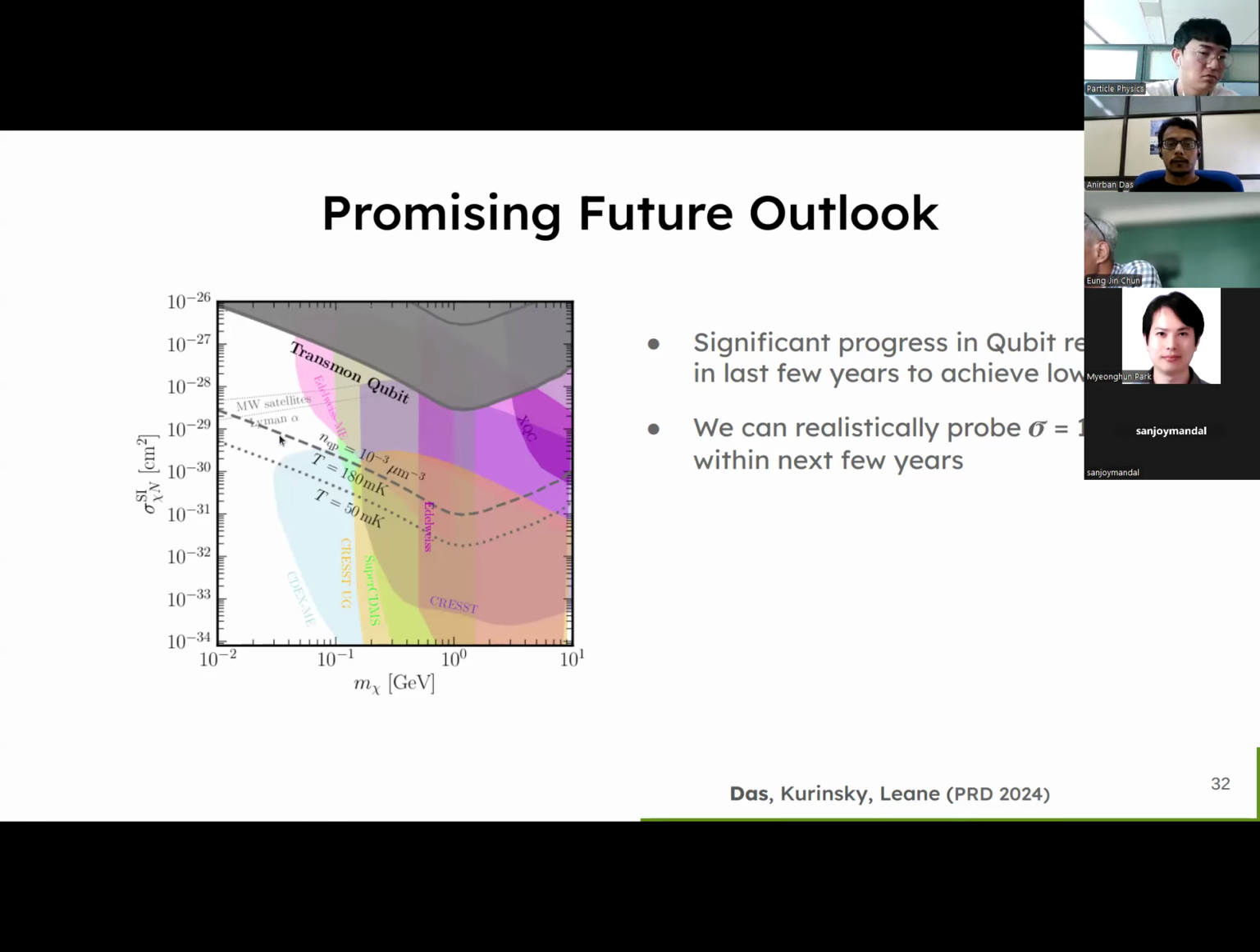And I am showing these two other dashed lines, where we optimistically assumed a lower quasi-particle number density, 10 to the -3. I say optimistically, but I think it is achievable within maybe the next 3 to 4 years. If we can do that, we can expect to probe a smaller cross section, all the way to maybe 10 to the -31 or -32 centimeters squared, with these qubit devices, which goes into new parts of the parameter space.